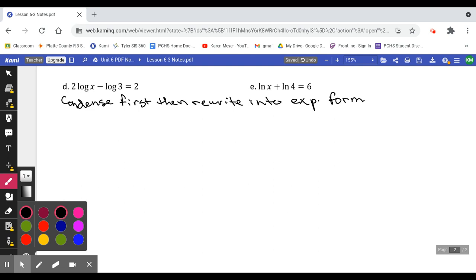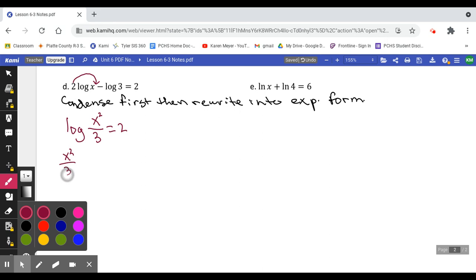So remember, condensing, anything in front of log gets to be moved up as a power. And wherever you see subtraction, subtraction means division. So write log one time. And then we have x to the second power divided by 3 equals 2. Once you have condensed it down to a single log, then you can do what we talked about on the front page and rewrite it into exponential form.